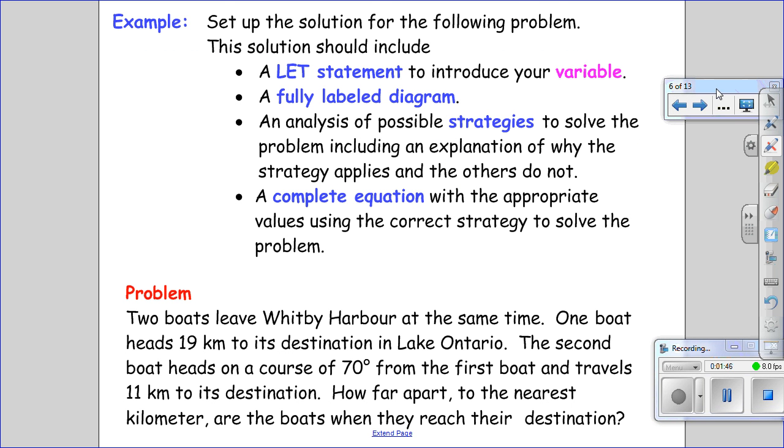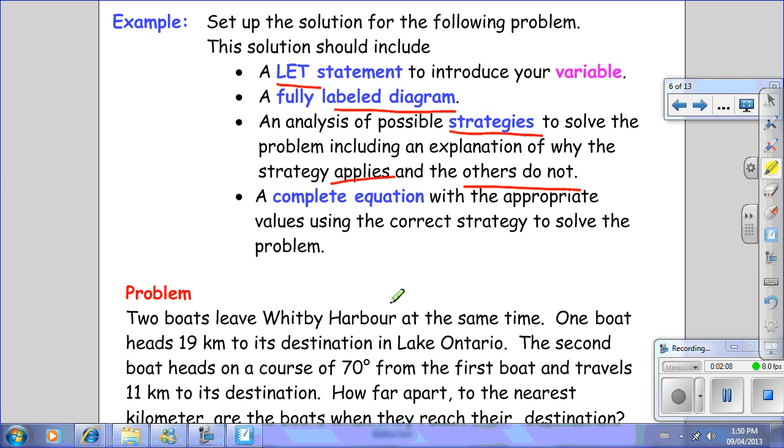What we're going to do is work on some equations. We're going to set them up, including let statements to introduce the variables. We're going to include fully labeled diagrams, and we're going to analyze the strategies we can use to solve the problem and explain why they do apply and why others do not. And we're going to create a complete equation using the correct strategy to solve the problem. We are not going to actually solve them necessarily. Depends on how much time we have.